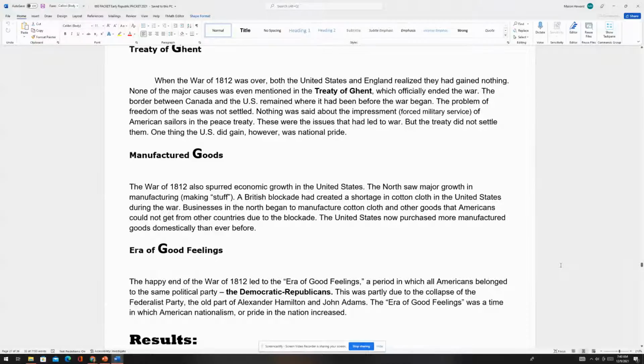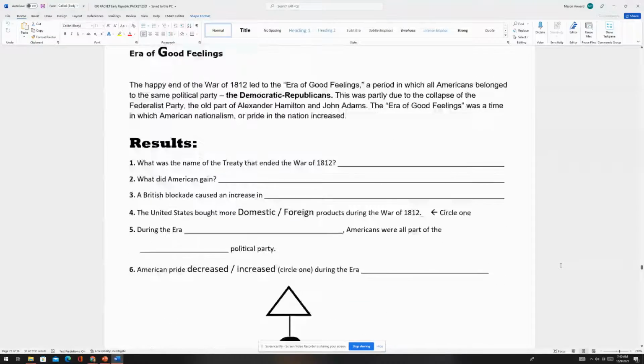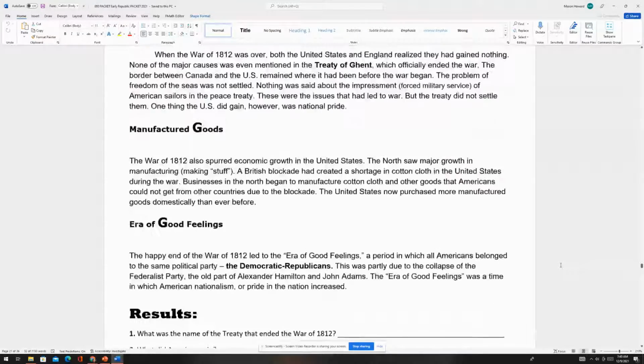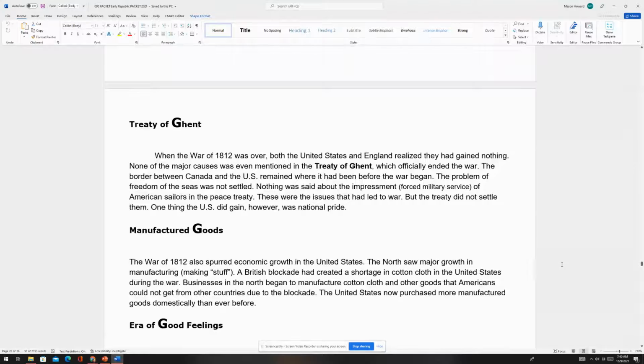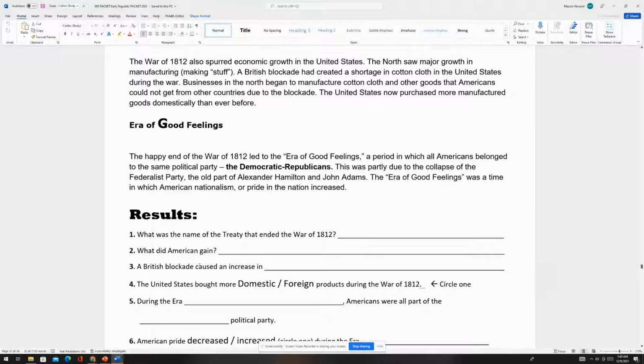Okay, so here's the other very important part, the results, the effects. You're going to simply answer these questions, guys. This is very simple. So these questions must be answered. What was the name of the treaty that ended the war? What's a treaty again? An agreement, a promise. What's the name that ends this war?